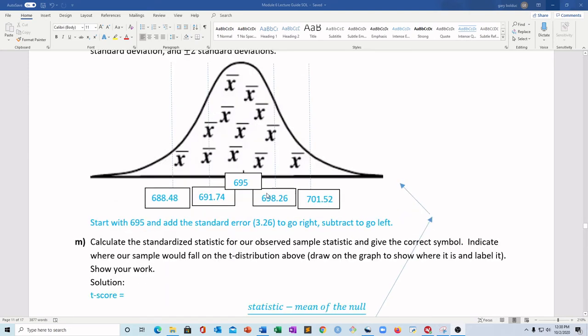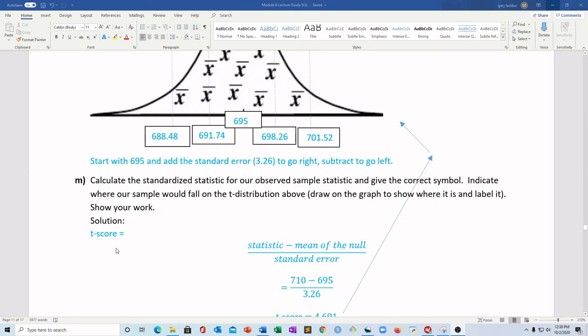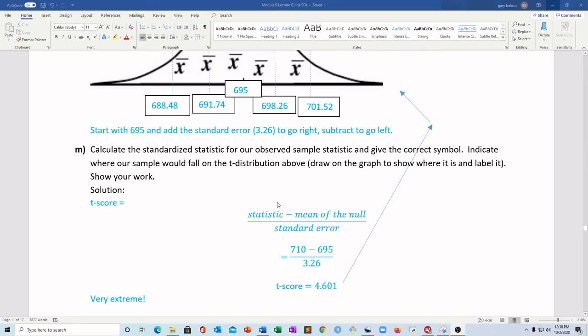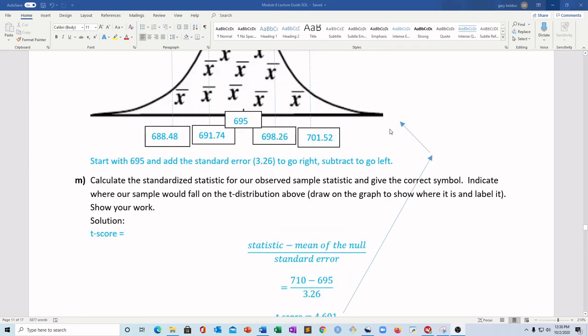Okay, so we want to then calculate the standardized statistic for our sample using this information. Our t-score, we're quantitative, so this is a t-score, is the statistic minus the mean of the null, the middle, divided by the standard error. Well, we have all that. Our stat is 710. That's what we got from the families we talked to. This was our claimed value, it's right here. And this was our calculated standard error. So we get a t-score of 4.6, which is huge. And that makes sense because look, 710 is somewhere way out here.